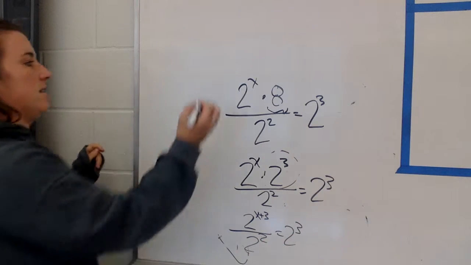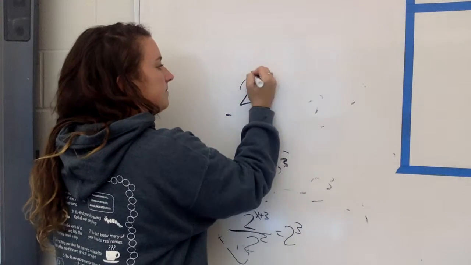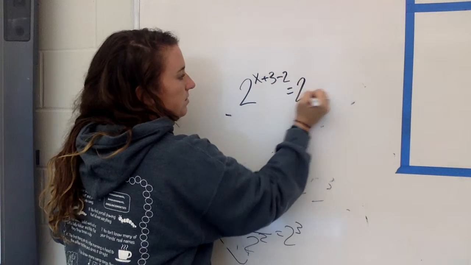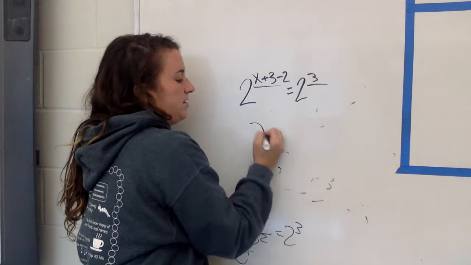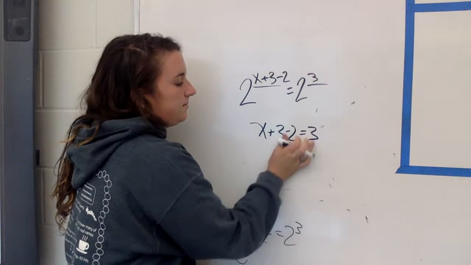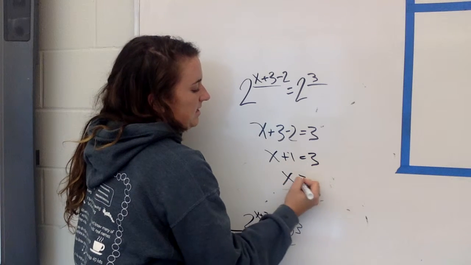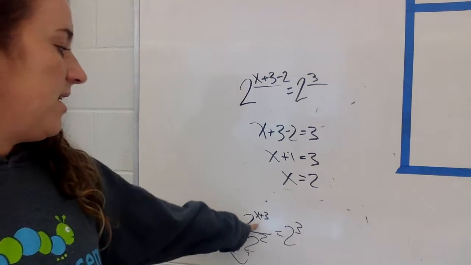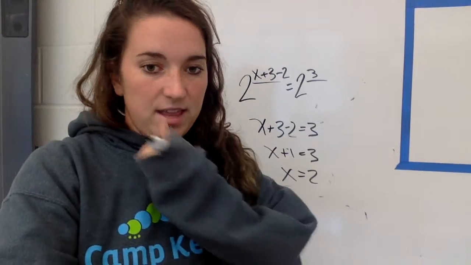You'd end up with 2 to the x plus 3 minus 2 equals 2 cubed. You now know that this has to equal this. You have x plus 3 minus 2 equals 3. This means that x plus 1 equals 3. X has to equal 2. The only way for this equation to be true is if x equals 2. All right, go ahead and try the final problem.